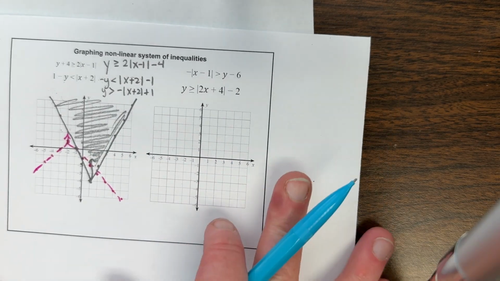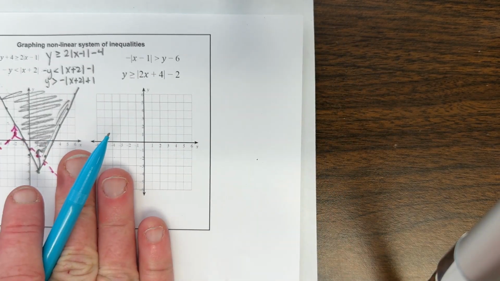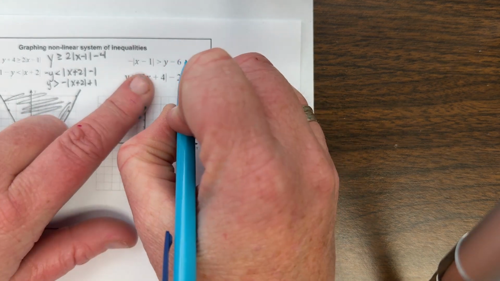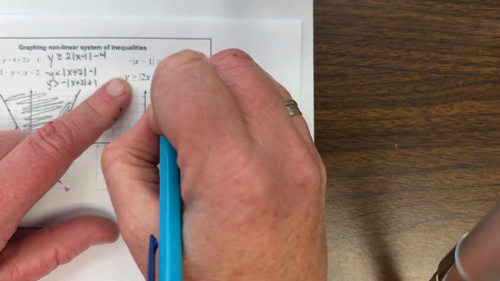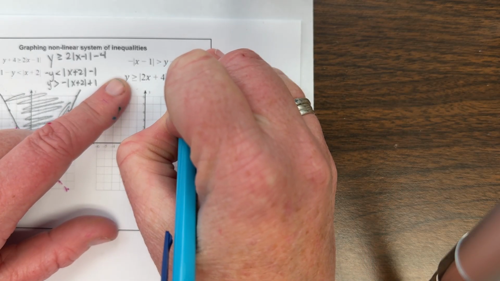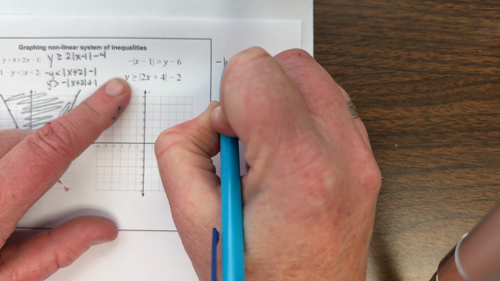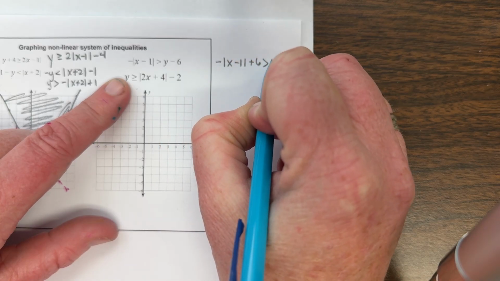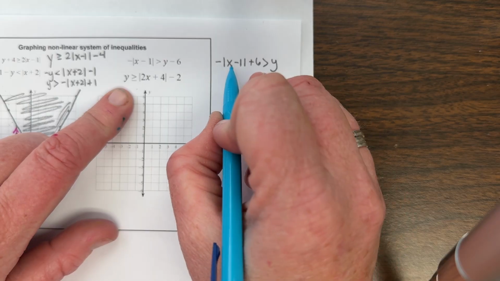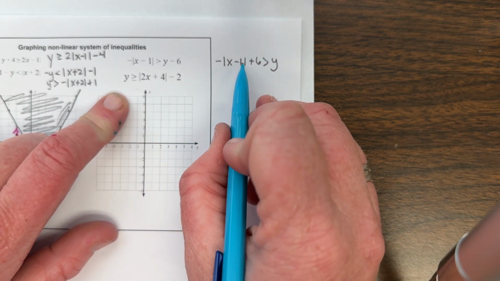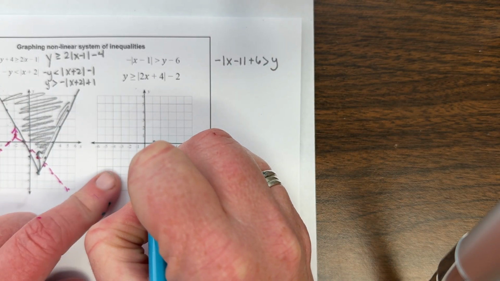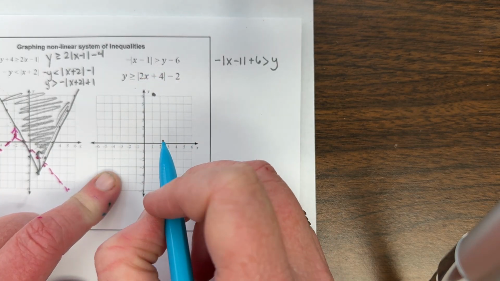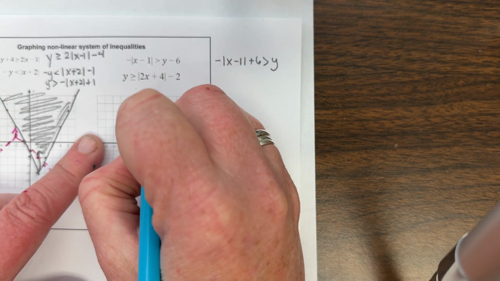Right, try this one, and then if it was me right now, I'd pause the video and then check to see if you get the same answers as me. Pause it, no cheating. I'm gonna add 6, so I've got negative absolute value of x minus 1, plus 6, is greater than y. So I'm gonna go to the right 1, up 6. Down 1 over 1.